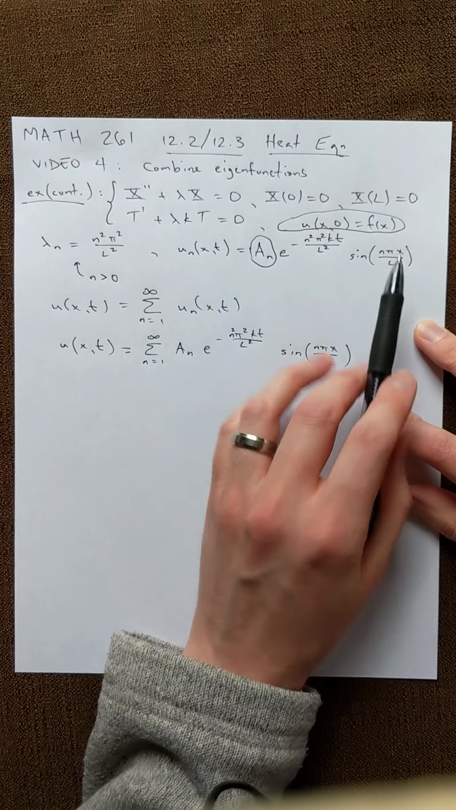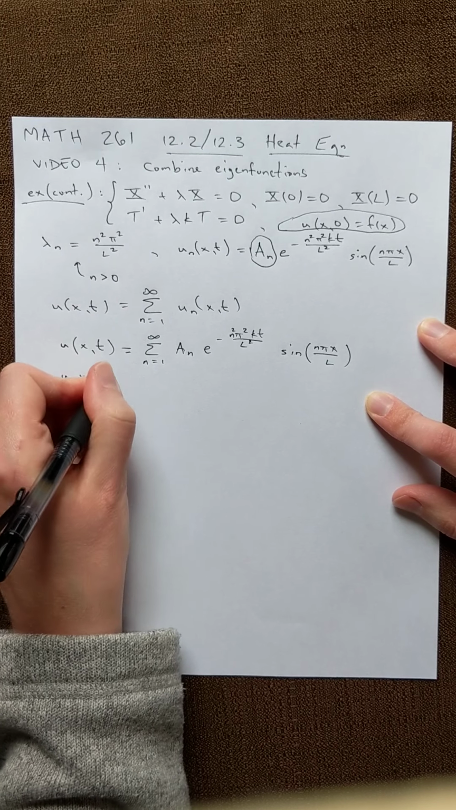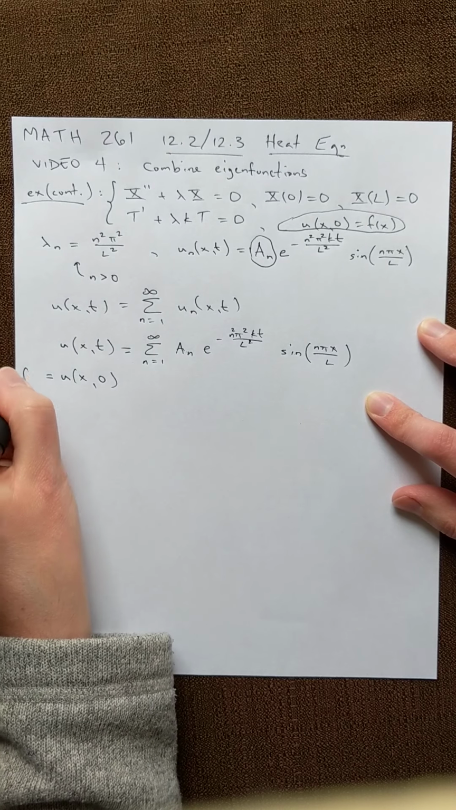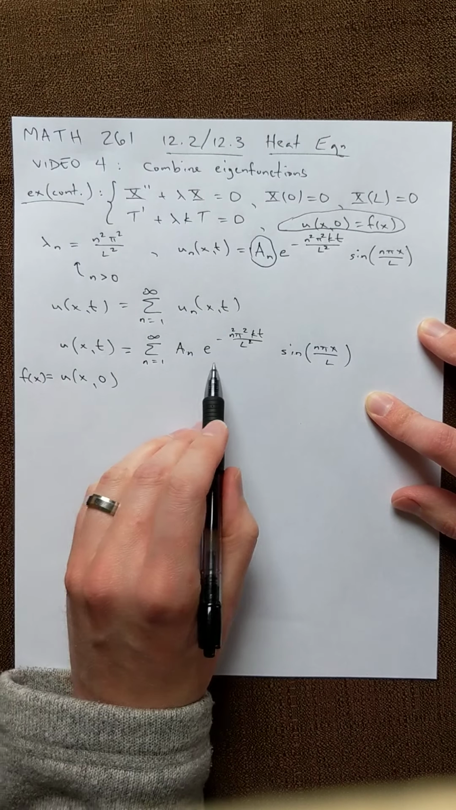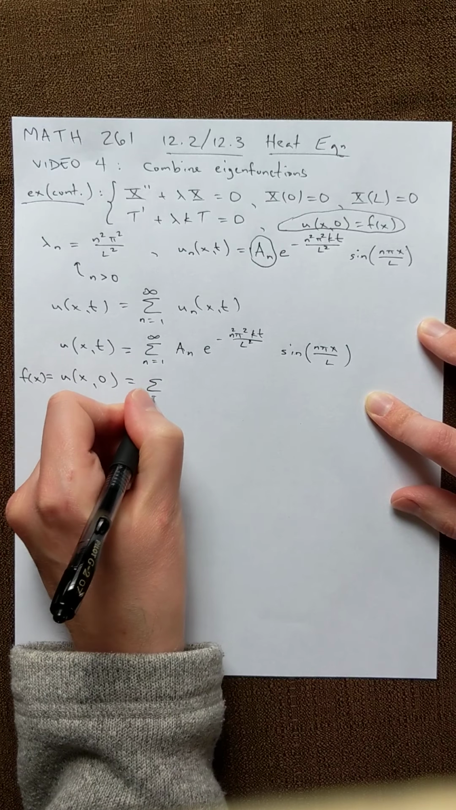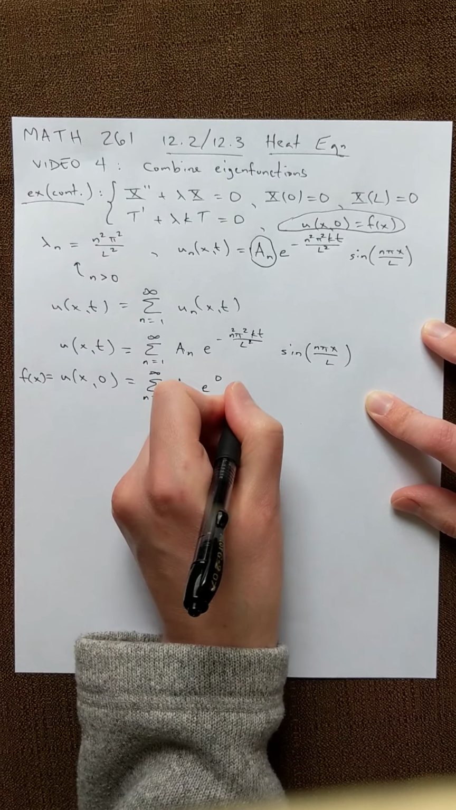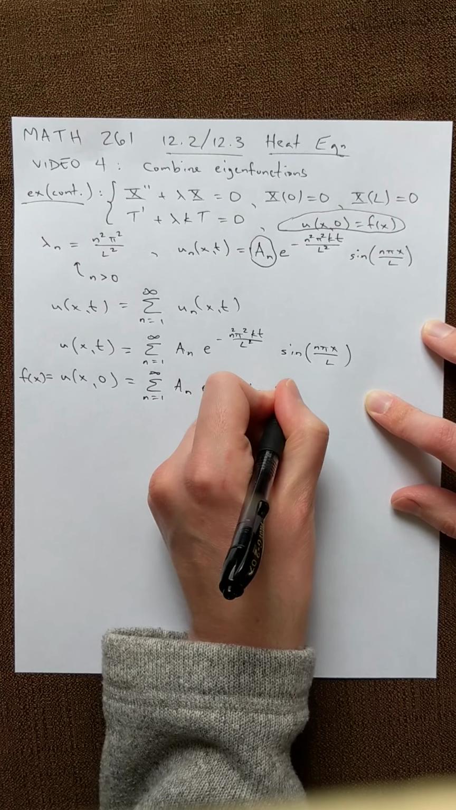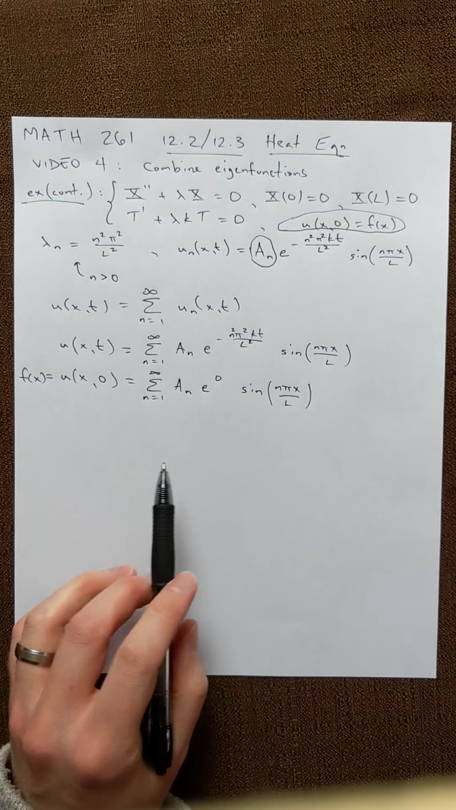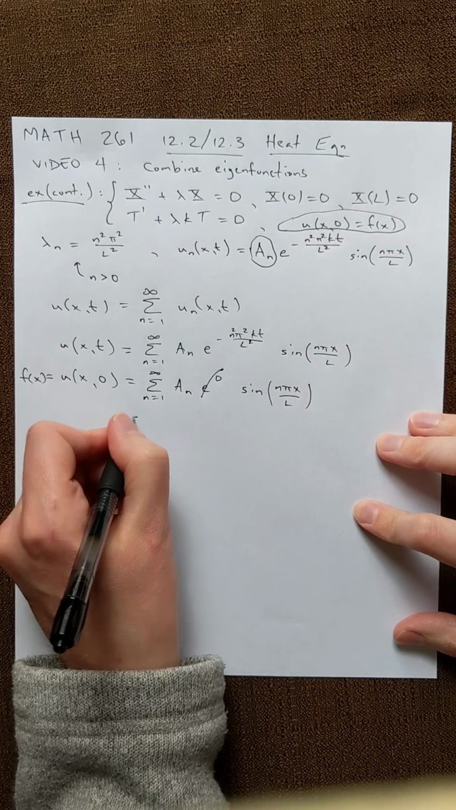Now I'm ready to plug this in and try and solve for my unknown constants. So plugging in 0 for t, we're supposed to get f of x. Plugging in 0 for t is going to go right here. So sum n equals 1 to infinity, a sub n e to the 0 sine n pi x over L. So again, really important that you keep straight which one's t and which one's x. e to the 0 is 1, so I can just not even bother to write that.